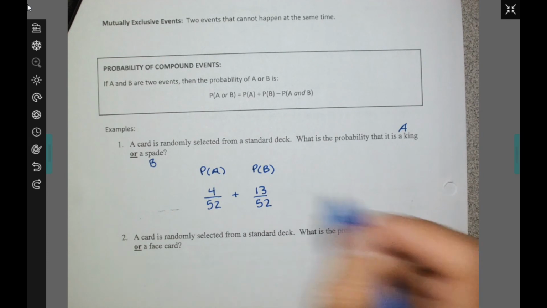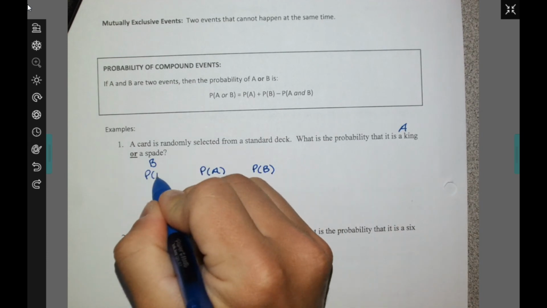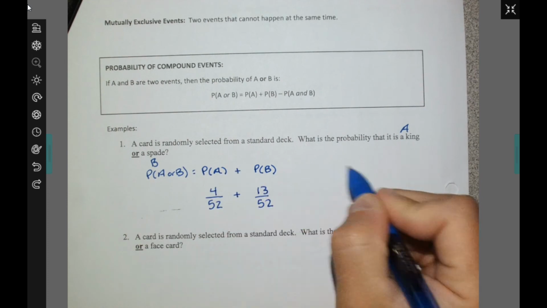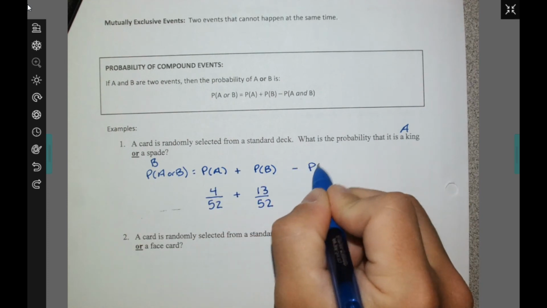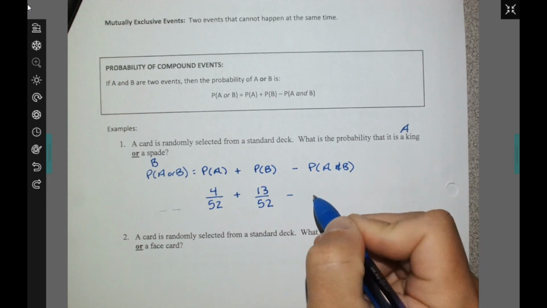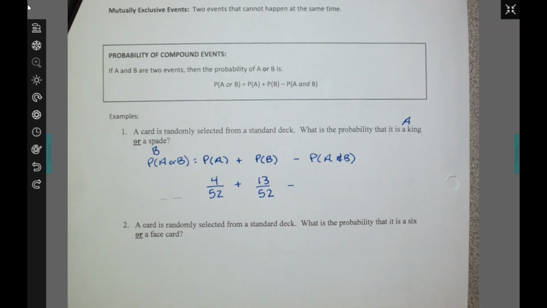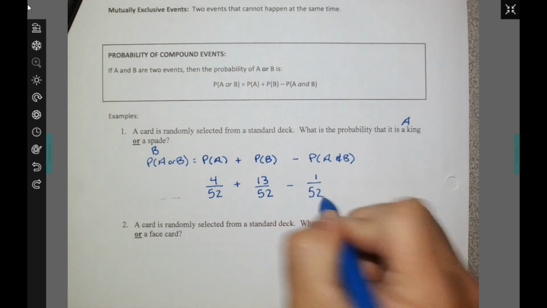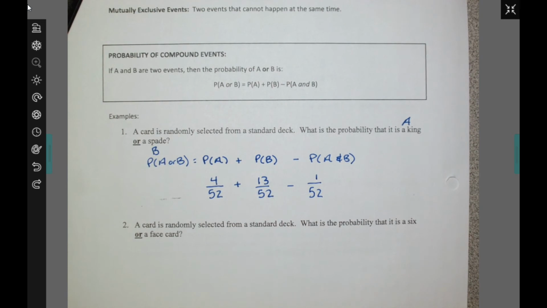Okay, so we want the probability of A or B happening. Now, this formula has this new part on the end where it's the probability that both A and B happen. So now we have to start asking ourselves, is there any card in the deck that is both a king and a spade? And if there is, we have to subtract that off. So in a deck of cards, there's only one king of spades out of 52, but there is a king of spades. So we have to account for that.